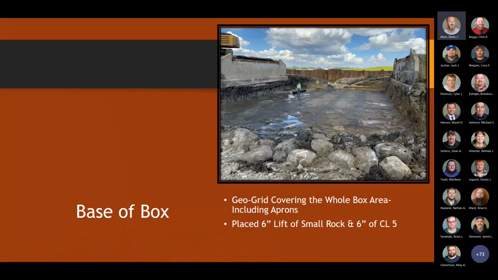Once the area was cut to grade, they then placed GeoGrid to cover all the box area plus the aprons. I have them stay a foot back on the apron ends so that when they cut in the drop walls, the GeoGrid is not getting cut into. As you can see, when installing box culverts, there's always going to be groundwater to fight with.